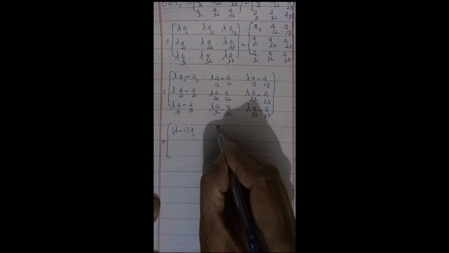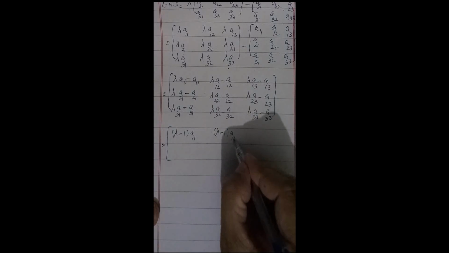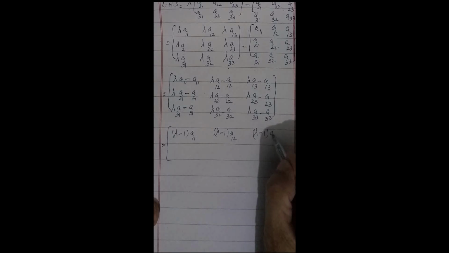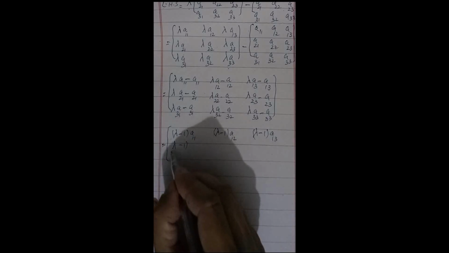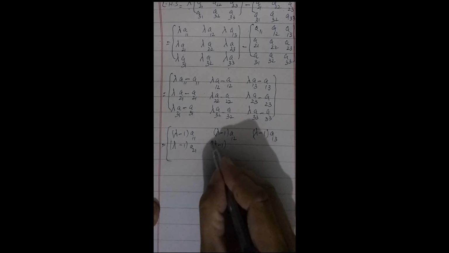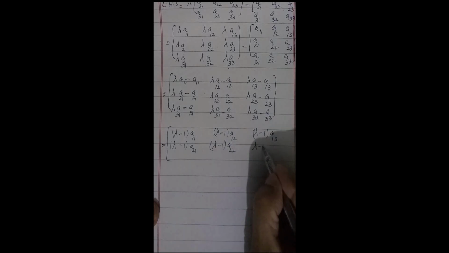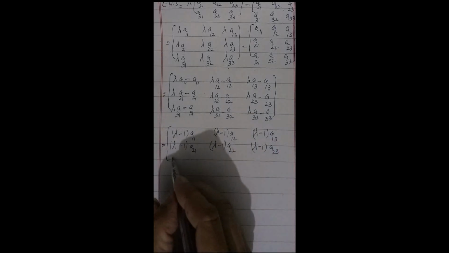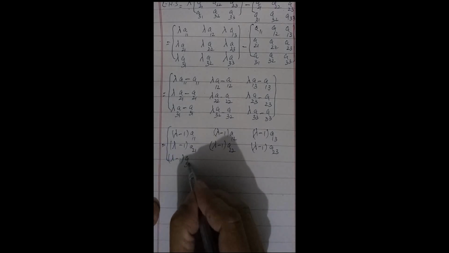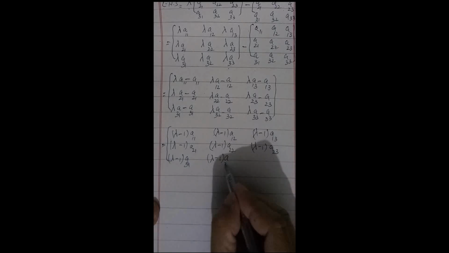Now we simplify the matrix and we take common A11, A12, and so on, and we get lambda minus 1 A11, lambda minus 1 A12, lambda minus 1 A13, lambda minus 1 A21, lambda minus 1 A22, lambda minus 1 A23, and lambda minus 1 A31, lambda minus 1 A32, lambda minus 1 A33. This is the left hand side of the equation.